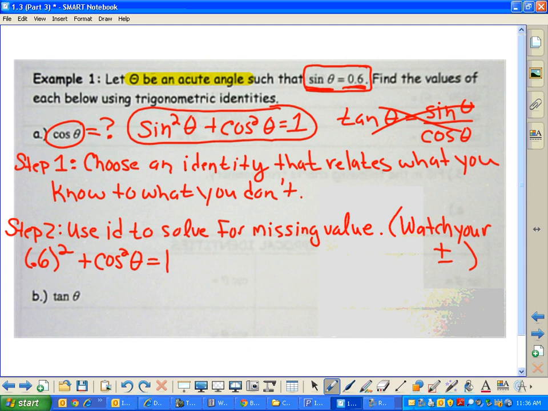I need to solve for cosine like it's x. What do I do first? Do you know what 0.6 squared is? It's just 0.36, because 6 squared is 36. So this is 0.36 plus cosine squared theta equals 1. To get this by itself, do you know what you would have to do? Yeah, subtract 0.36 from both sides. That does get you cosine squared theta all by itself. You would just do 1 minus 0.36. That's 0.64.